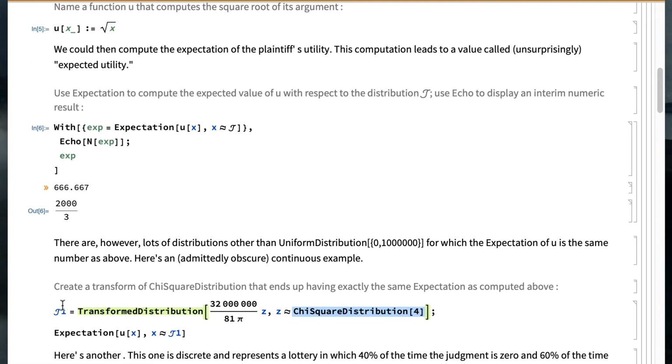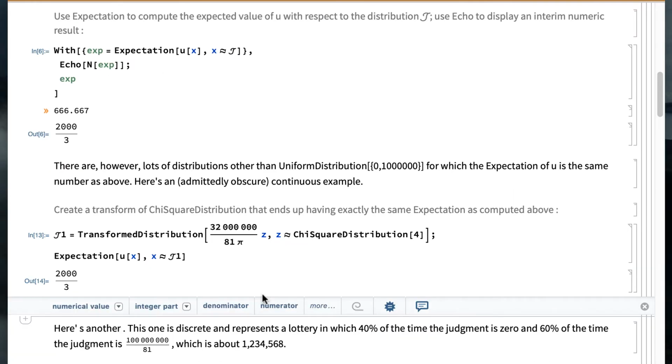And we're going to call that script J1, and we're going to then compute the expectation of our same utility function with respect to J1, this wacko transform distribution, instead of our boring uniform distribution that we did before. So let's do that. And lo and behold, looky there. It's 2,000 divided by 3.